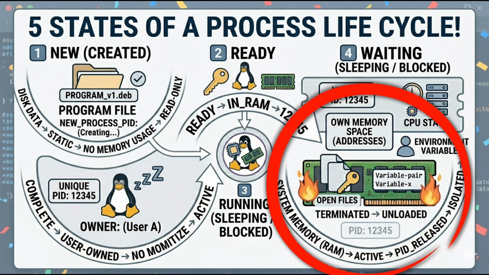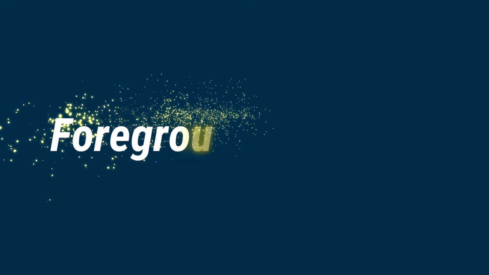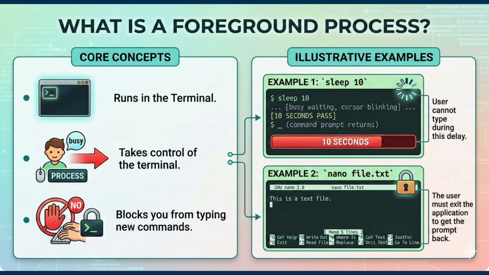You can check the last exit status with echo $?. Now there are two kinds of processes, the foreground processes and the background processes. First, let's talk about the foreground process. A foreground process runs in the terminal, takes control of the terminal and blocks you from typing new commands. Example, if you type sleep 10, your terminal becomes busy for 10 seconds. Another example could be nano file.txt. Until you exit nano, you cannot type new commands.